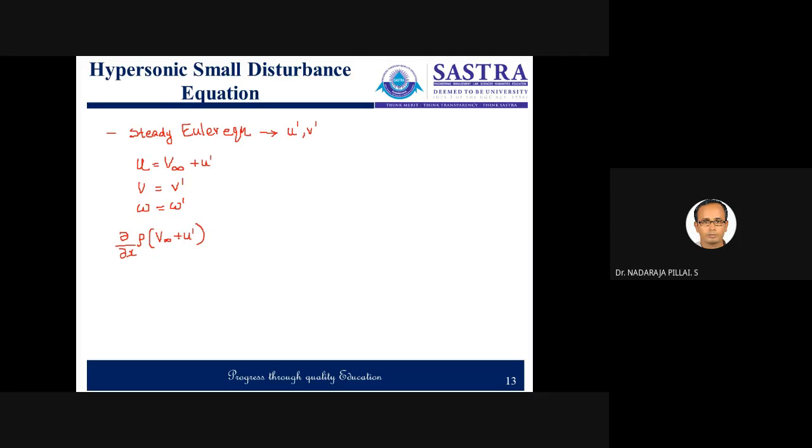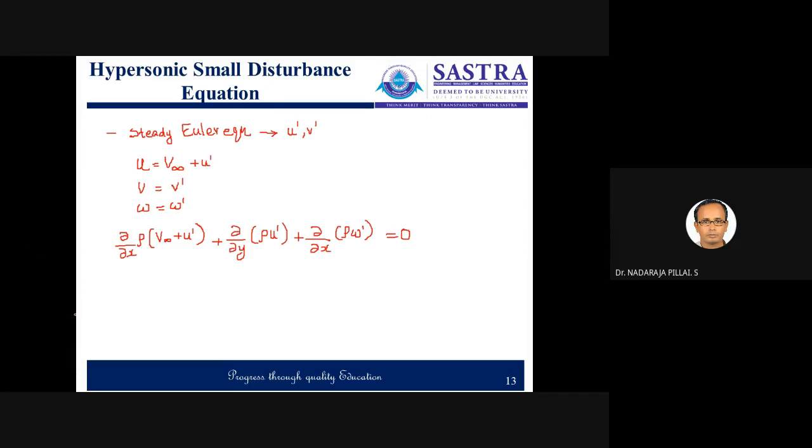So dou u by dou x I write in terms of dou by dou x of v infinity plus u dash, plus dou by dou y of rho v dash, plus dou by dou z of rho w dash, that is equal to 0.